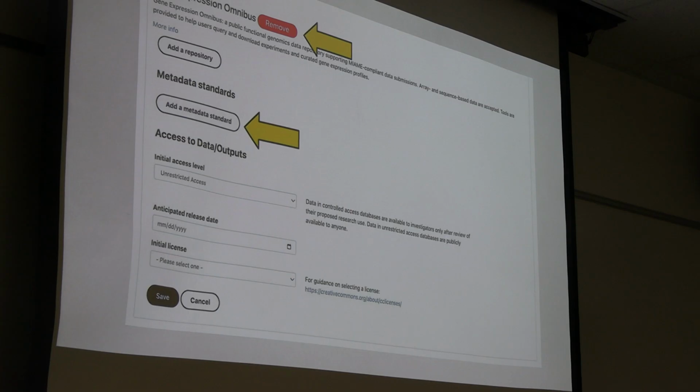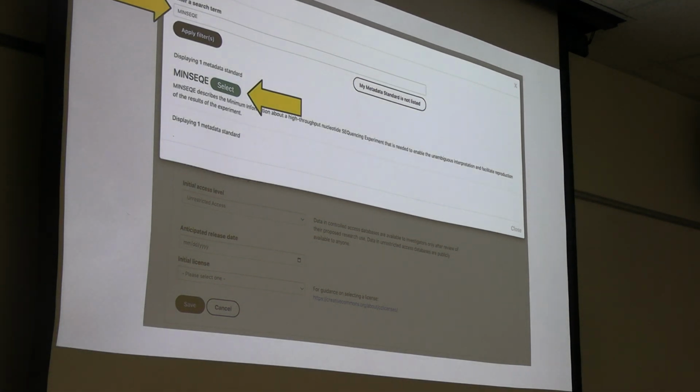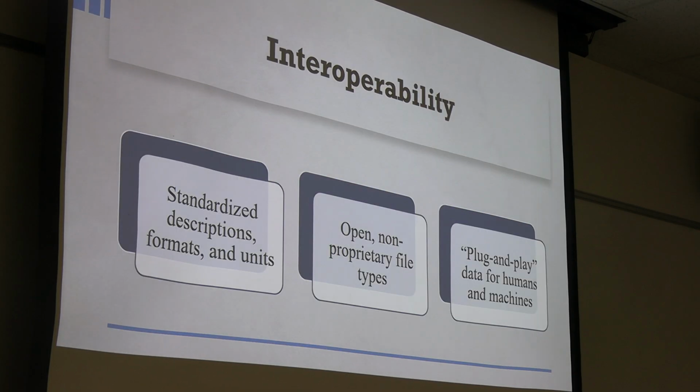You'll also be prompted to select a metadata standard. This is going to ensure your data can be read and interpreted by others, especially across different platforms or disciplines. You can search for known standards, or if your data type doesn't fit, you can indicate that as well. Not all fields have a dominant metadata schema yet, but I'm seeing more and more of them pop up.